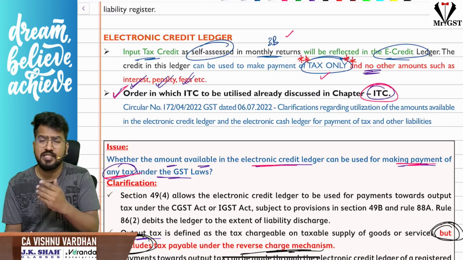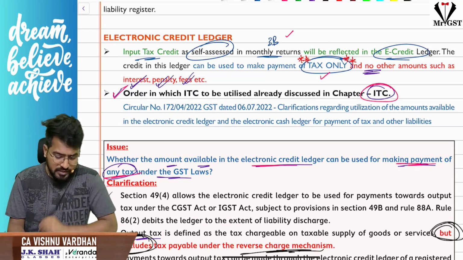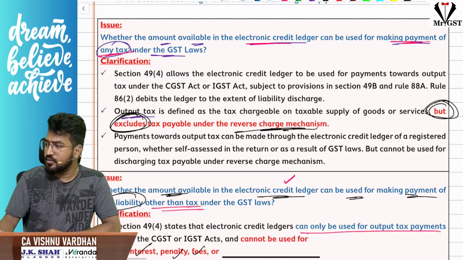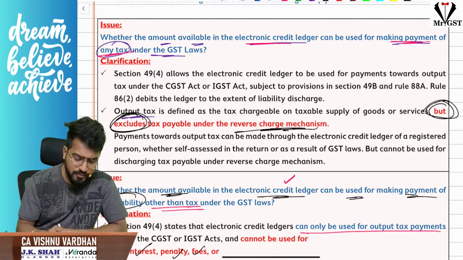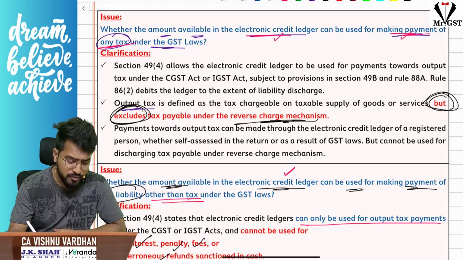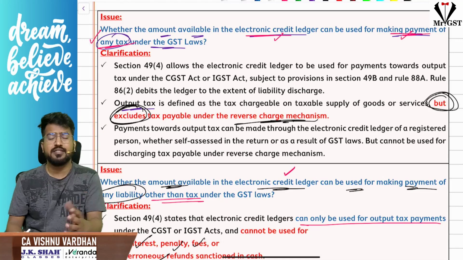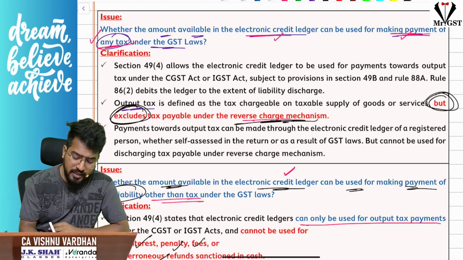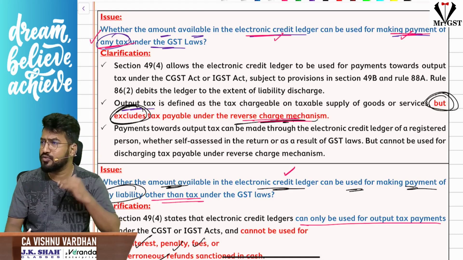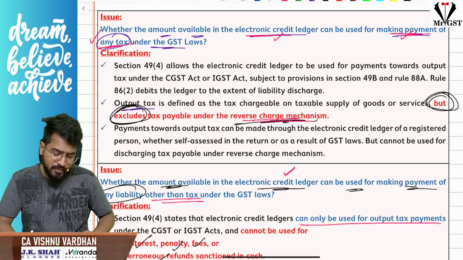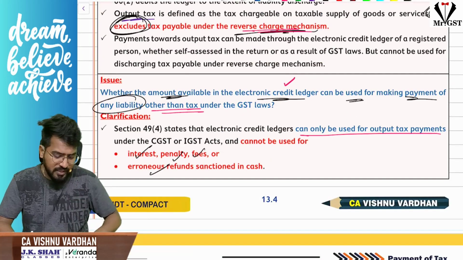How do you discharge the tax liability using ITC balance? Now, there are some clarifications asking here: sir, whether e-credit ledger balance can be used for making payment of any tax? See, you can use e-credit ledger balance for paying any tax, but other than the tax liability under reverse charge mechanism. The tax liability under reverse charge mechanism, you cannot pay through e-credit ledger balance. You should be paying it only in cash.